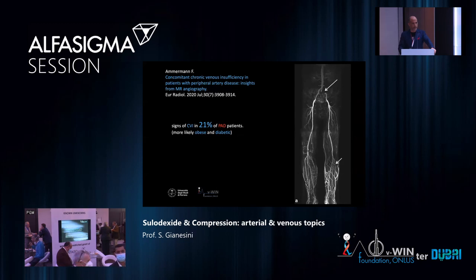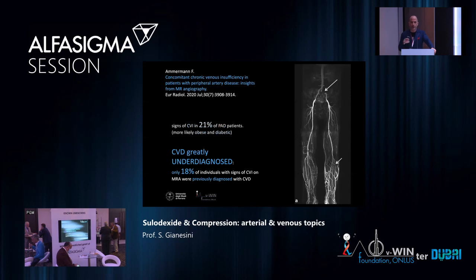But first of all, we must not forget the coexistence of arterial and venous disease in the same patients. This is a recent publication showing something quite shocking to me. There were signs of chronic venous insufficiency in 21% of peripheral arterial disease patients. This means 1 out of 5 patients having peripheral arterial disease is also presenting some form of chronic venous disease.